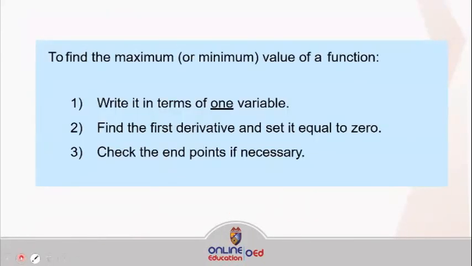And then next natin is to find the maximum or minimum value of a function. Yung first natin na way is to write it in terms of one variable. Then second is to find the derivative and set it equal to 0. And then yung last natin na gagawin is we need to check the endpoints if necessary.